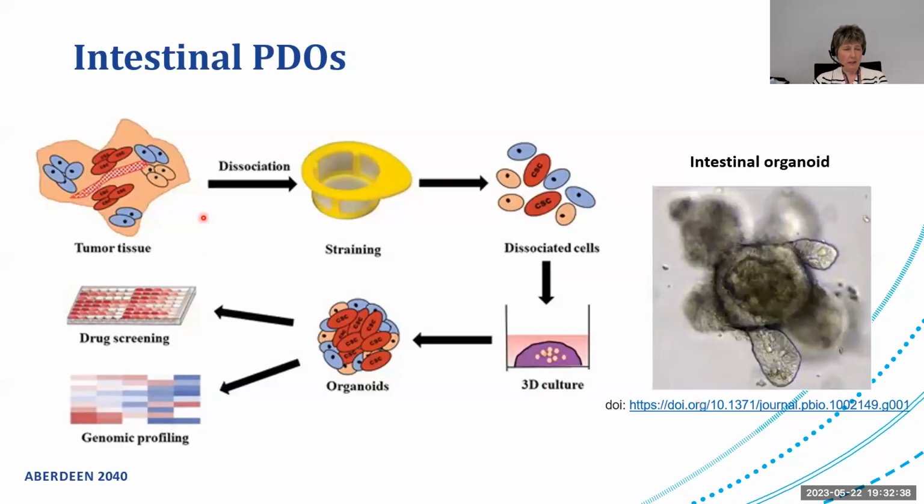These intestinal PDOs have also been dissociated. So you take the tumour tissue, dissociate it into single cells, and then put them into 3D culture. Rather remarkably, these cells seem to know where they should be in relation to their neighbours, and they form these functional organoid units. These can be used in genomic profiling or in drug screening assays. So, very sophisticated techniques are now available for the study of not just breast cancer, but also GI cancers.